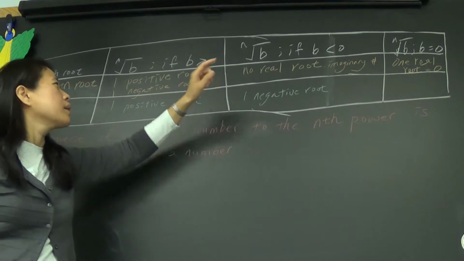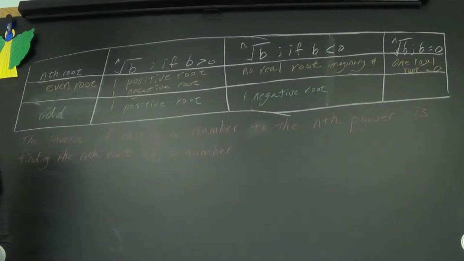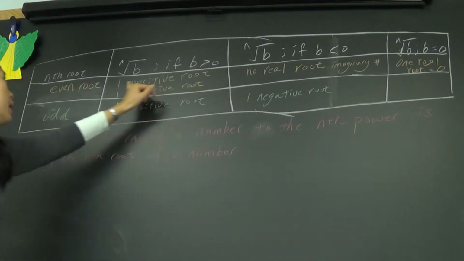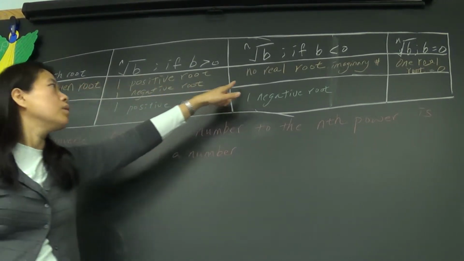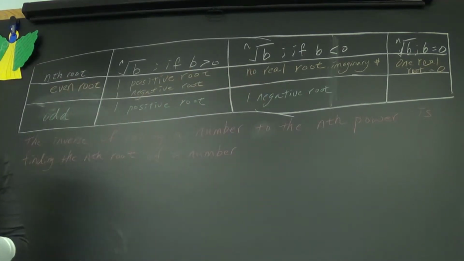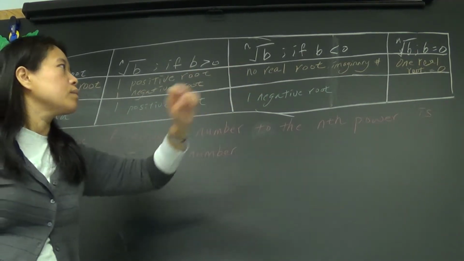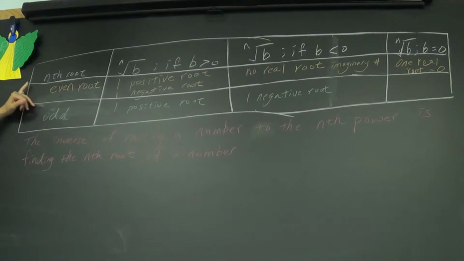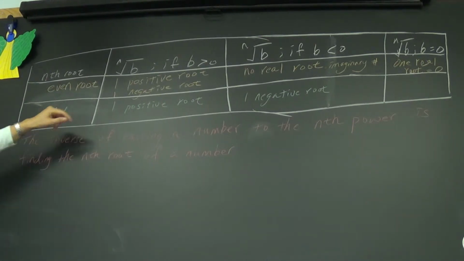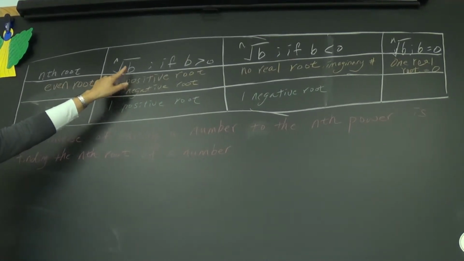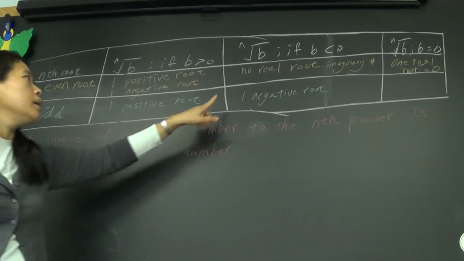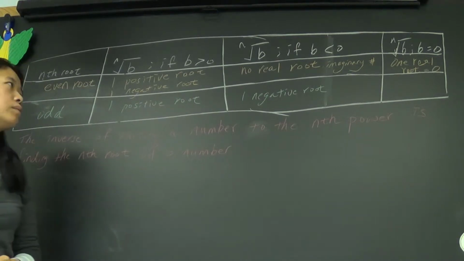Next one, when b is less than 0, that means negative numbers, and the root is even, there's no real root, they're all imaginary numbers. The last one, if b is equal to 0, there's only one real root, which is 0. When the n root is odd, if b is greater than 0, you have one positive root. If b is less than 0, you have one negative root.